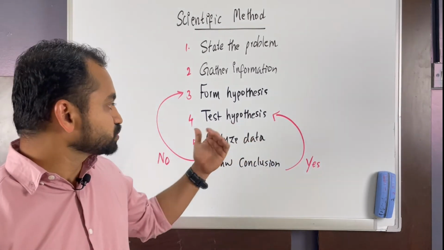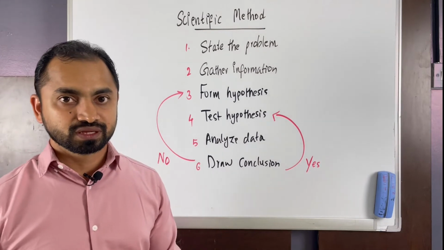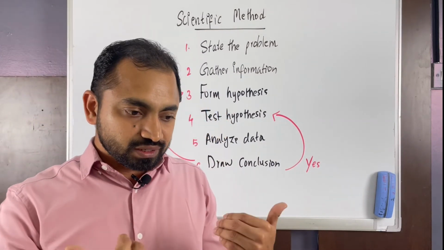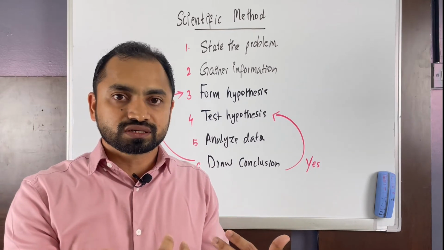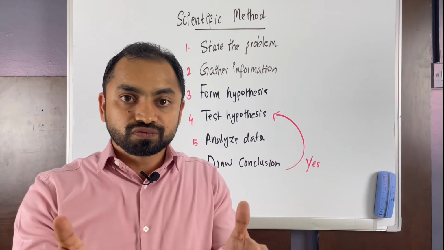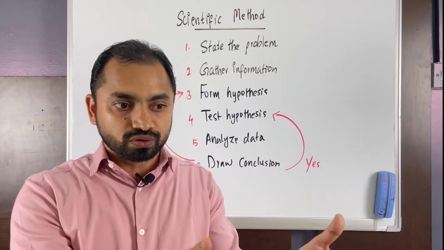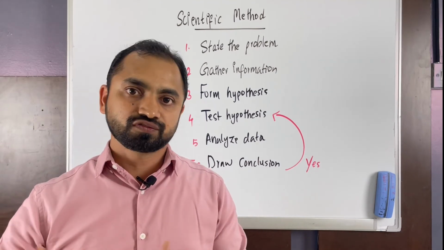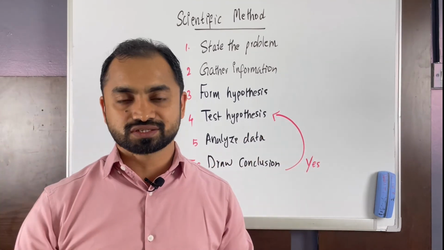Now we will go to step 5, analyze data. Now we have data from our experiment. We will analyze it: we will record this data in an easy-to-read table like an Excel sheet, or we will use the data that we got from the experiment and the observations to plot a graph, and we will analyze the data.